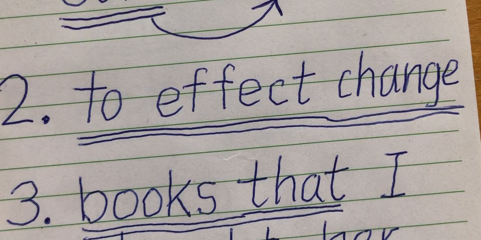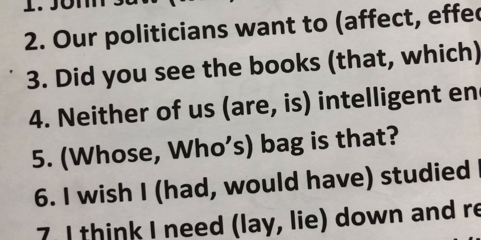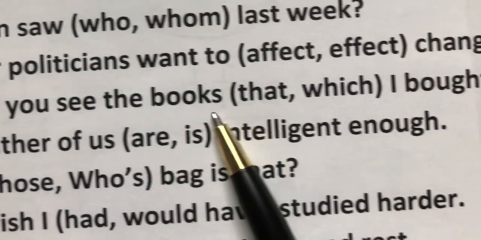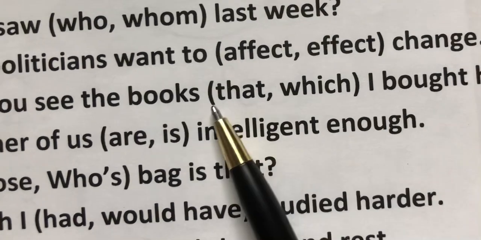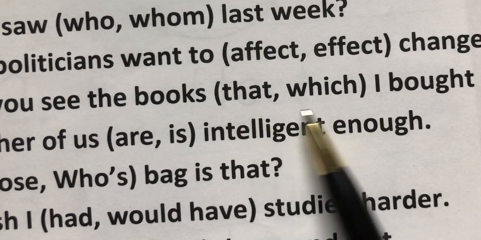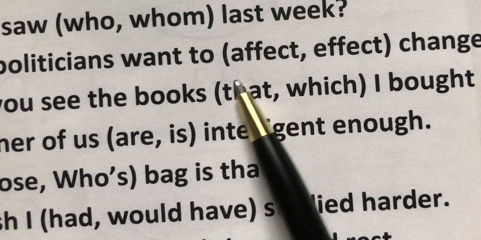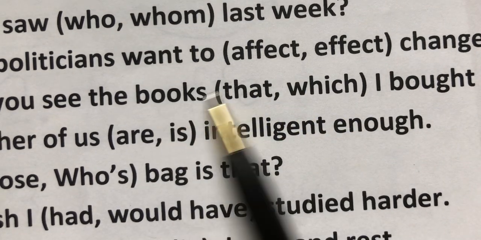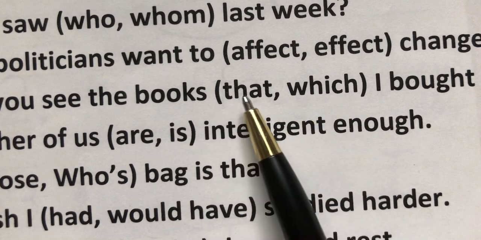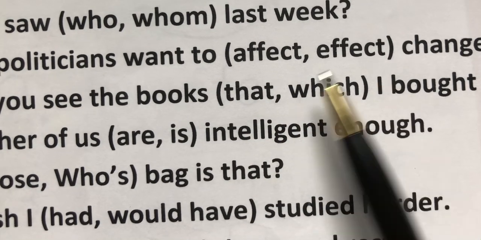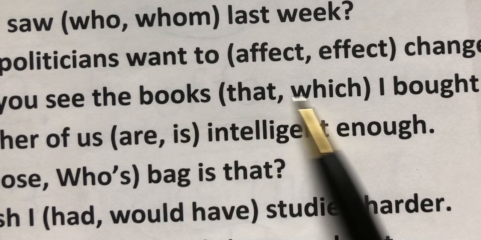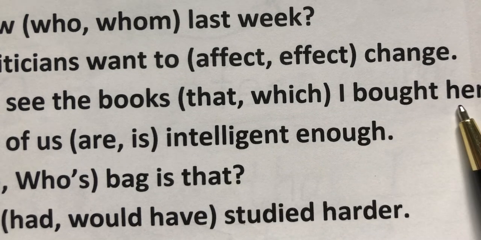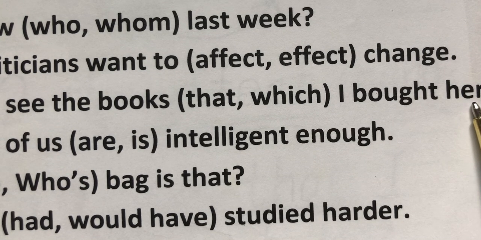The third question. Did you see the books ___ I bought her? That or which? Which one do you use? Of course, the word represents the books. But which word do you choose? You choose that. The reason you choose that is according to the meaning. The books I bought her. What books did you buy her?